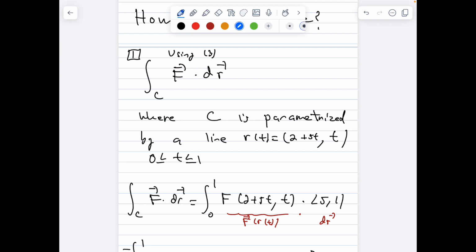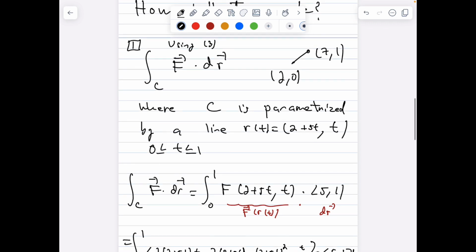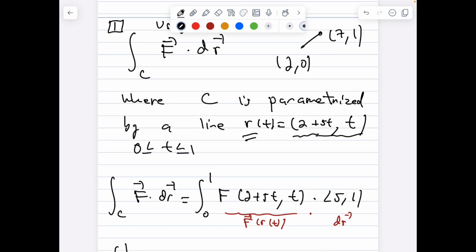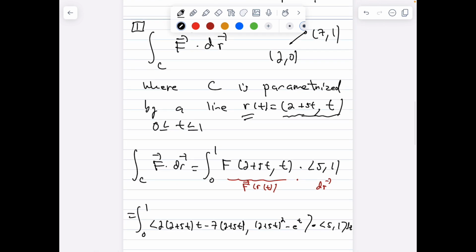So I had (2, 0) and (7, 1). And I could pick a straight line. I think that's probably the simplest thing to work with. I found the equation of the line and parameterized that line as r here: (2 + 5t, t), with t from 0 to 1, inclusive of 0 and 1. And I'd advise you to pause this video and see why that is.